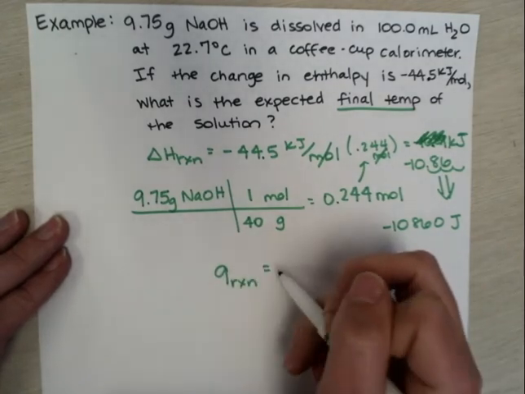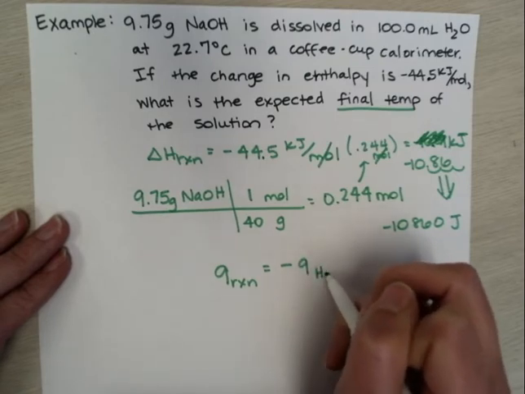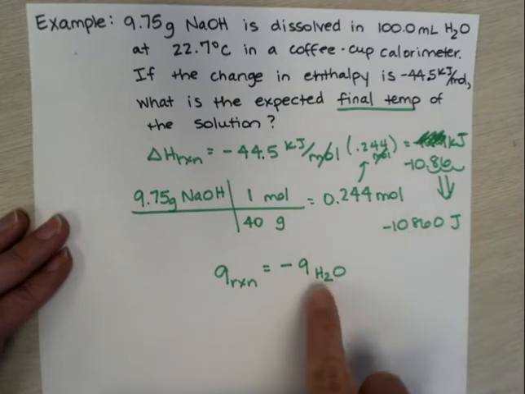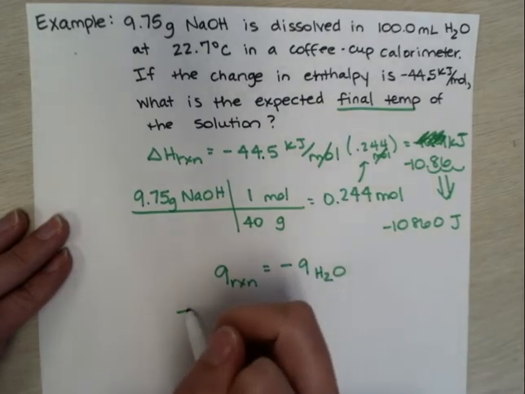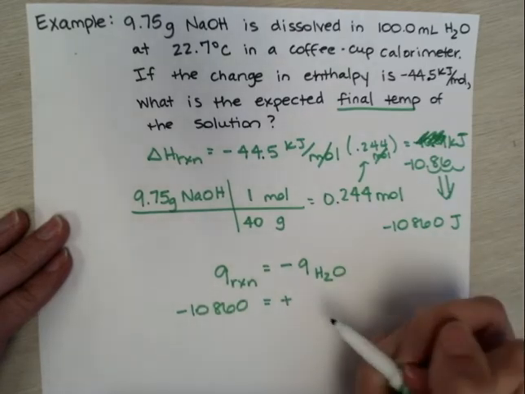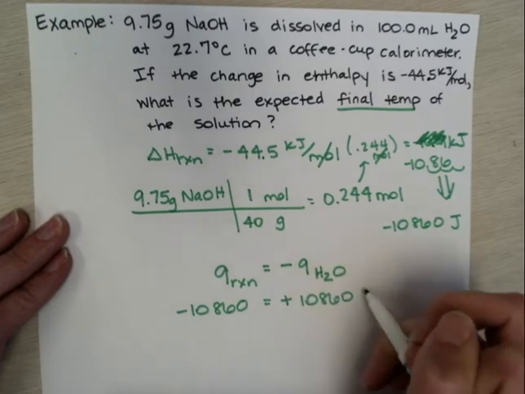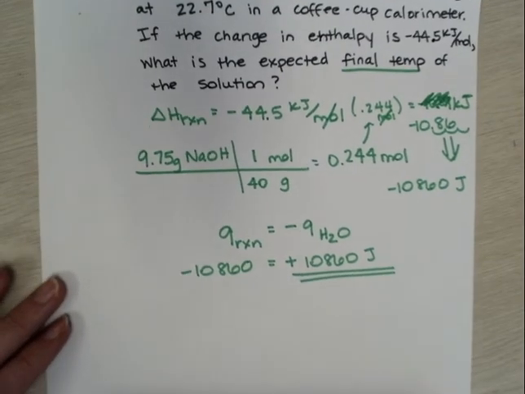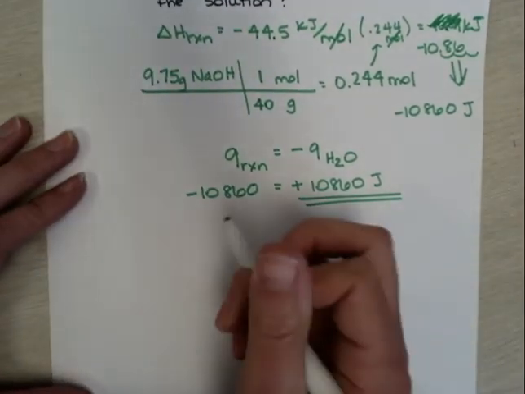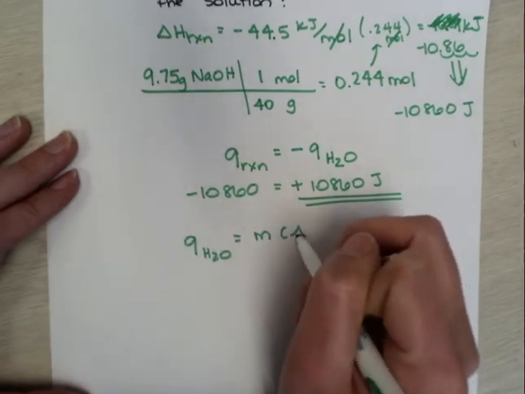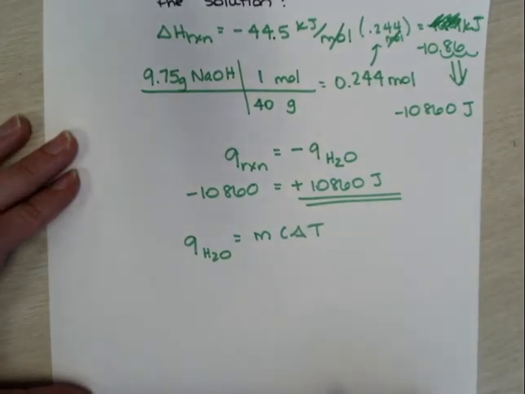But remember that heat of reaction is the opposite sign of the water. So if the heat is releasing that much, that means the water has to absorb that much. So if this is negative 10,860, then the heat of the water is a positive 10,860 joules. Okay. Now, because I know my Q of the water, I can then use mcΔT of water to find that final temperature, right?